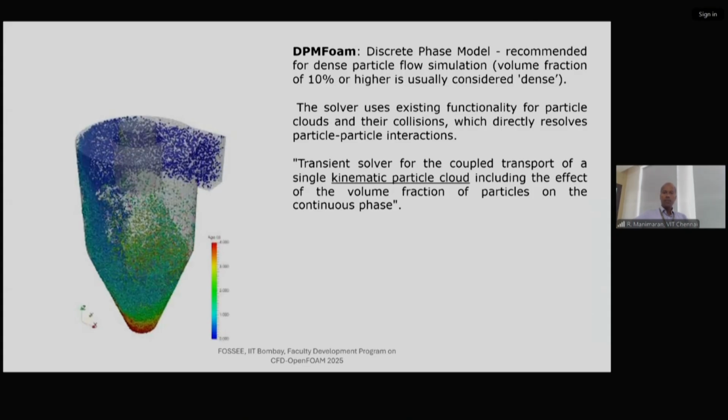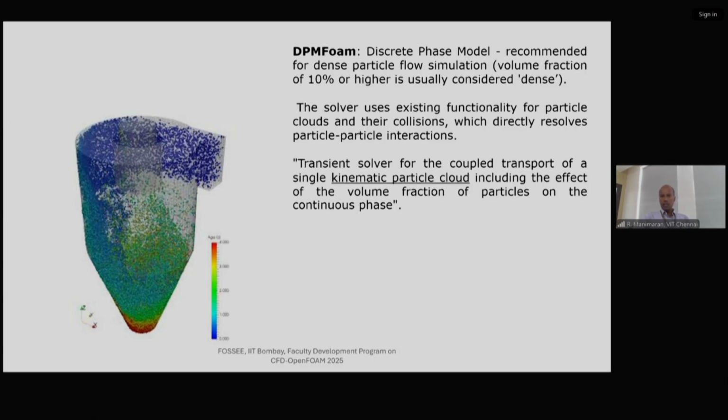This solver uses the functionality of particle clouds and collisions, but takes out particle-particle interactions. So you would have to give some drag force. Some models are involved already by default, and you can also weigh the constants involved in that drag force for each particle, the shear force and so on. This is a transient solver for the coupled transport of a single kinematic particle cloud, including the effect of volume fraction in the continuous phase.